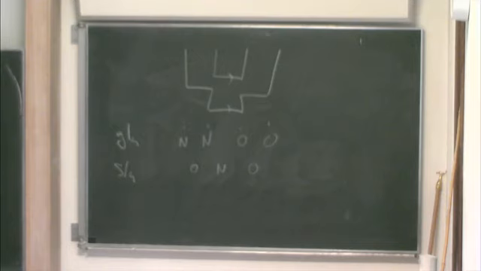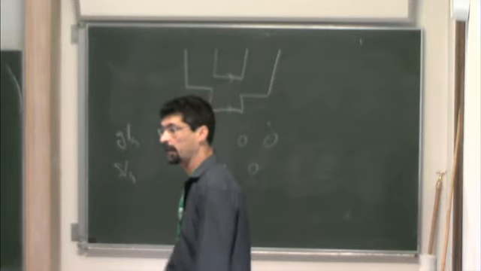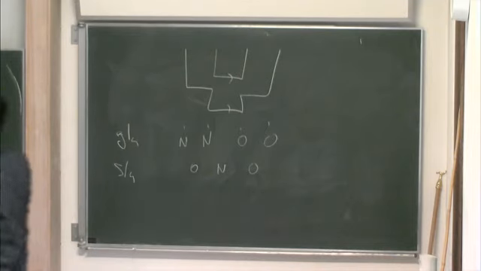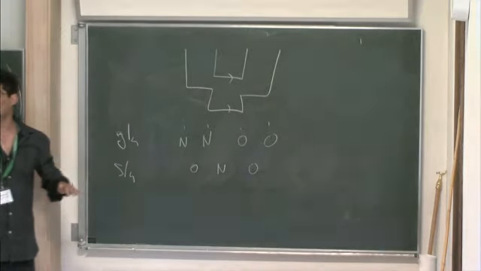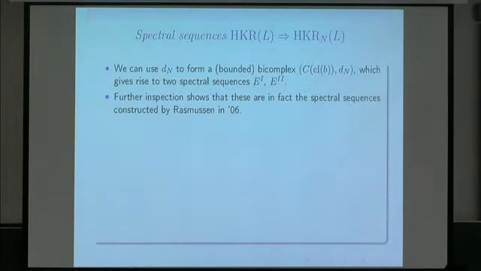And this is important because now we can pass to a suitable bounded derived category and categorify Khovanov-Rozansky SL_N homology out of this cyclotomic quotient. This comes from the previous work on web algebras by Mackaay and Yonezawa, so it will be Khovanov-Rozansky on the nose. Okay, good.